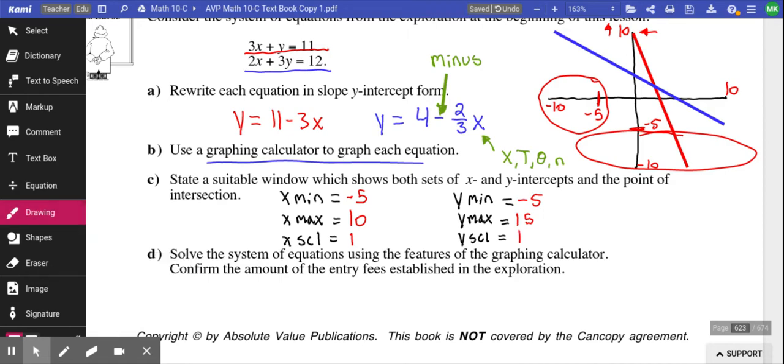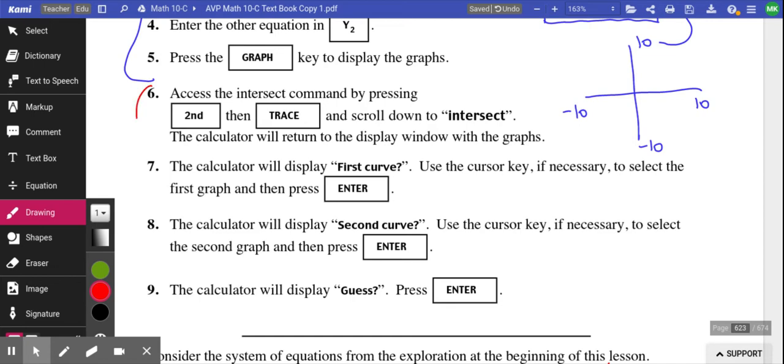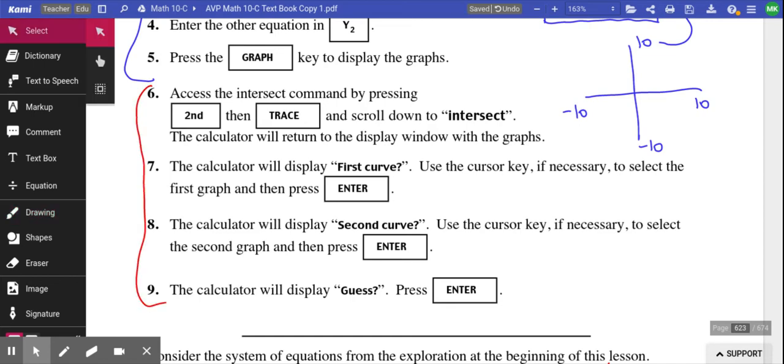Awesome. Part D, I want you to solve the system of equations. To solve a system of equations is to find where they intersect. The instructions on how to do that are up here. If you want to give it a try right here, give it a go. I'll talk you through it right now.